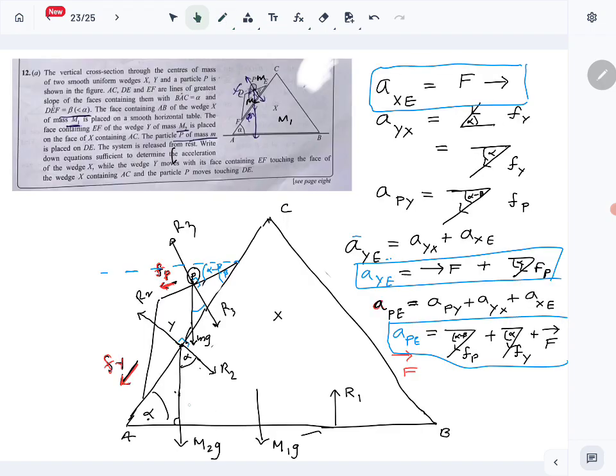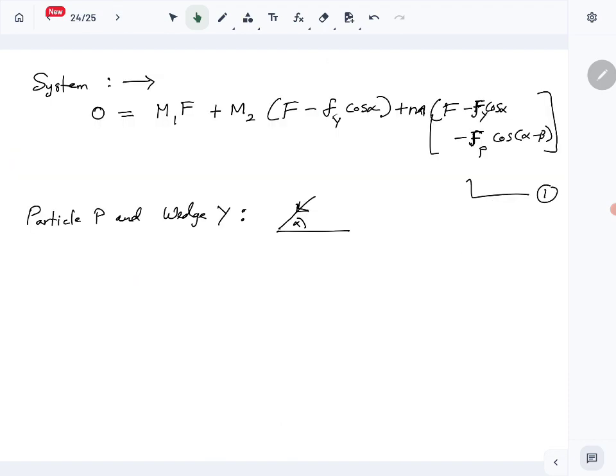Then what are the forces? R2, and this R2 is on wedge y, no? That is perpendicular to this surface, so we don't need to worry about that. This surface is alpha angle, so this one is perpendicular to that one. So we don't need to worry about R2. Then M2G, what is the component? M2G sine alpha. So that is in the direction we are going. M2G sine alpha.